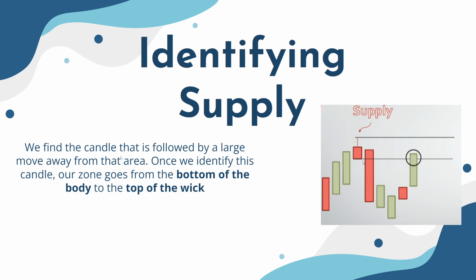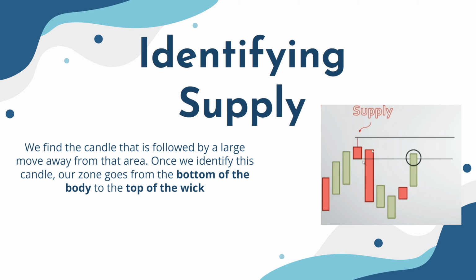So to identify supply, we find a candle that is followed by a large move away from that area. Once you identify your candle for supply, our zone goes from the bottom of the body to the top of the wick, just like this picture right here, bottom of the body to the top of the wick. And this is any time frame.